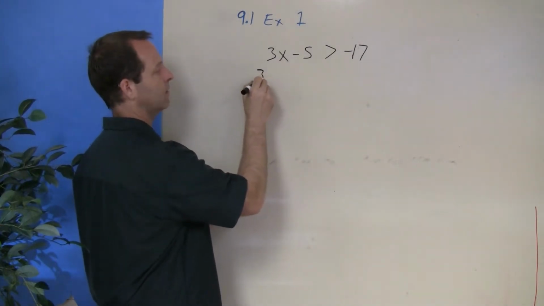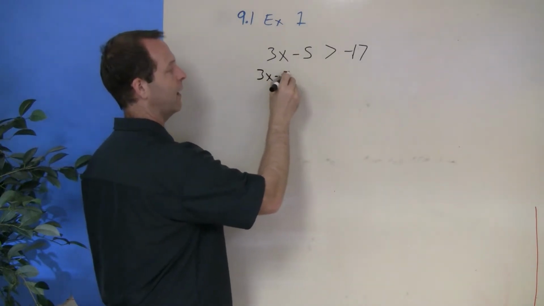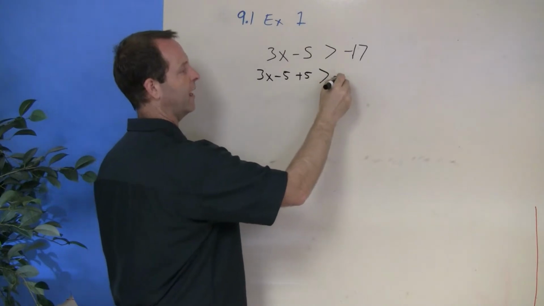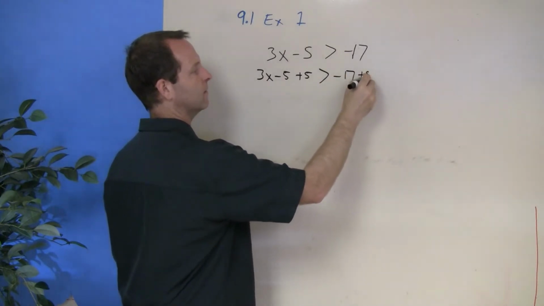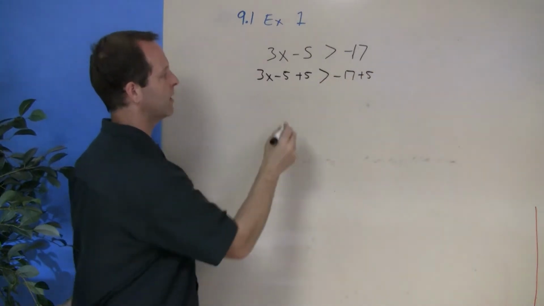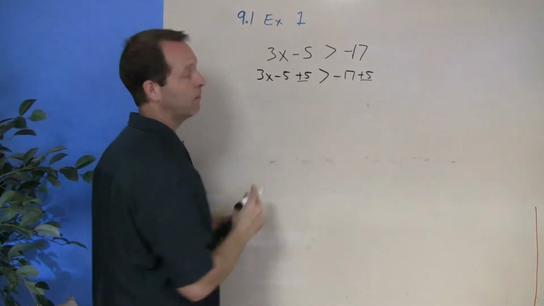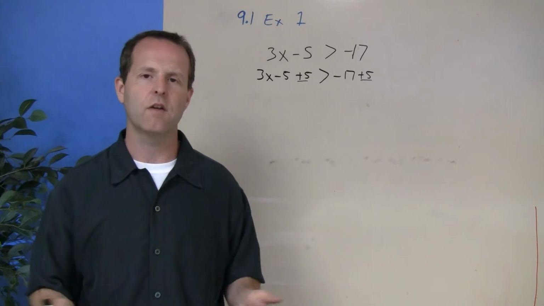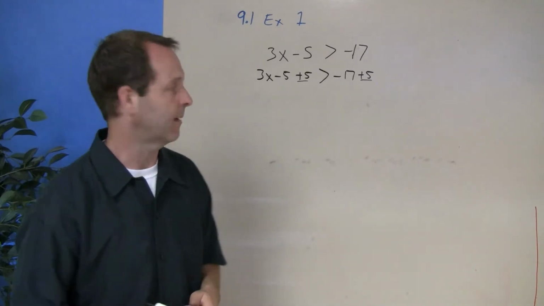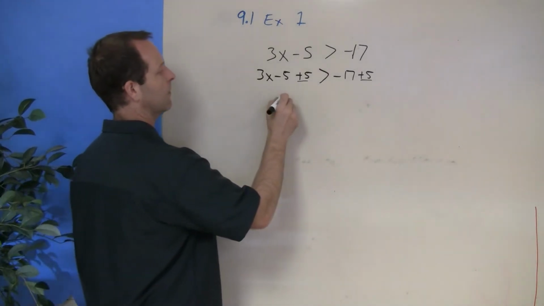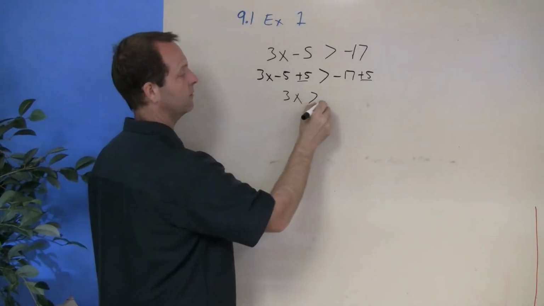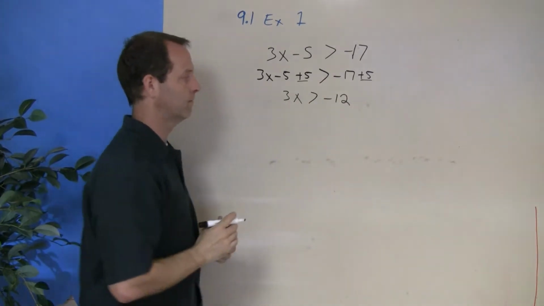So 3x minus 5 plus 5 is greater than negative 17 plus 5. And you can see that I added 5 to both sides. Adding 5 to both sides doesn't change the value of my equation or my inequality. I'm then left with 3x is greater than negative 12.